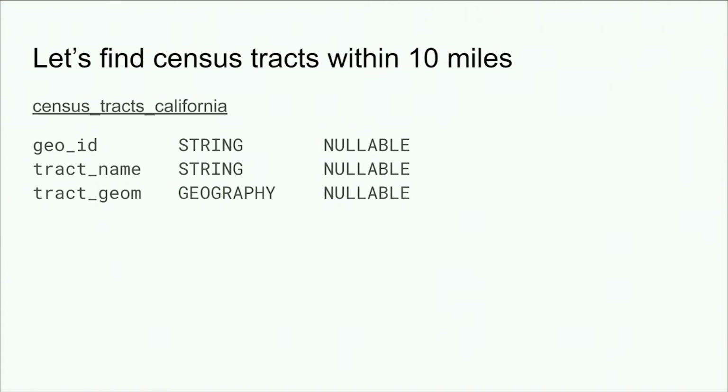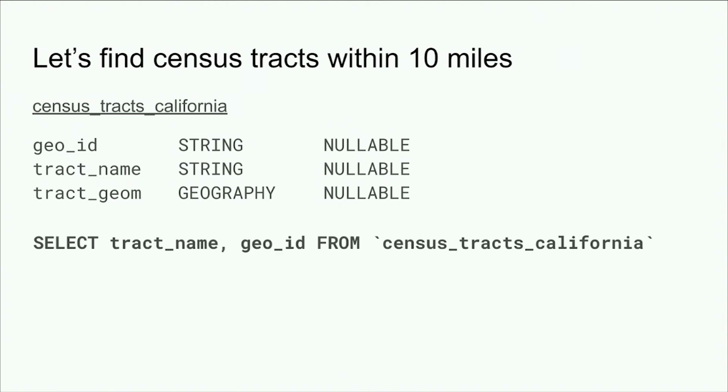And we want to find all the tracts that are near Auckland. So we start the same, select tract name and geography, and then we need to find which tracts are within 1 mile of Auckland.